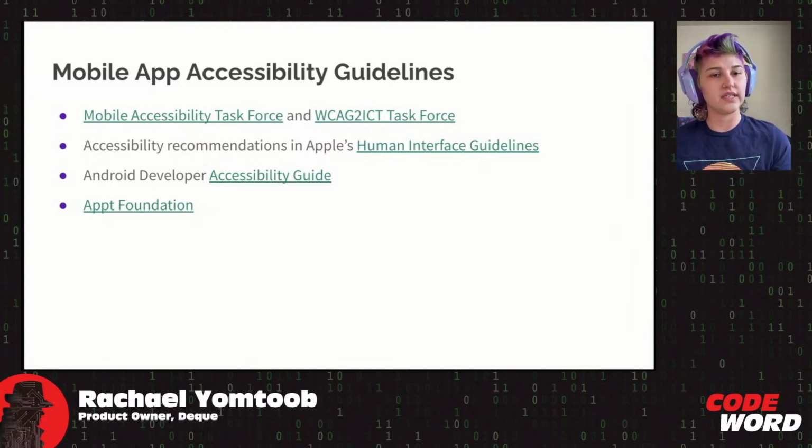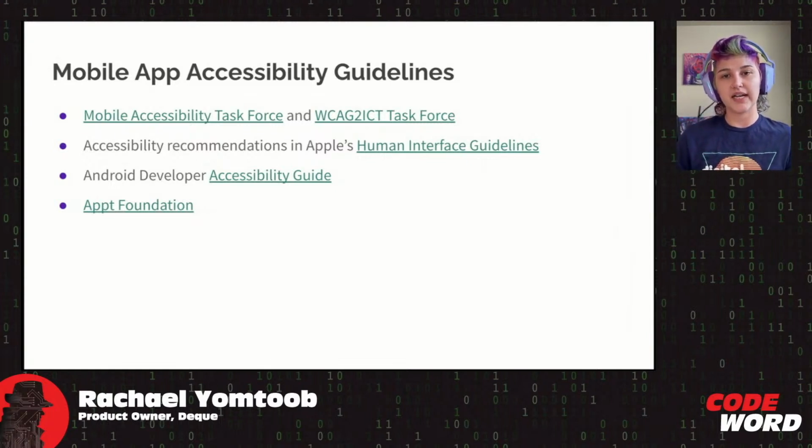And then I just did also want to include a resource that provides information and descriptions, and code snippets as well, on how to apply WCAG guidelines to mobile apps. That is the APT Foundation. That's a nonprofit group from the Netherlands that does a lot of great work on mobile accessibility.